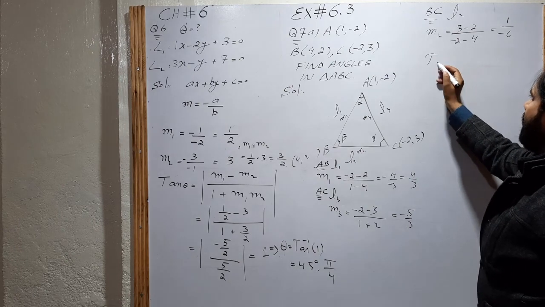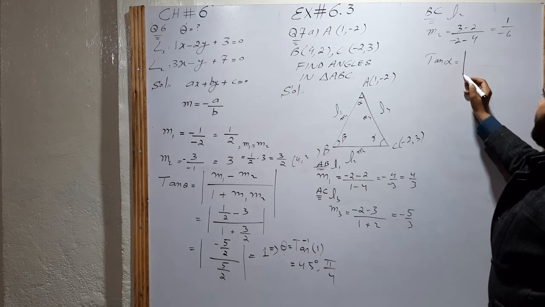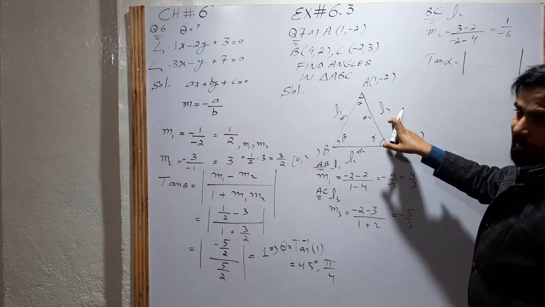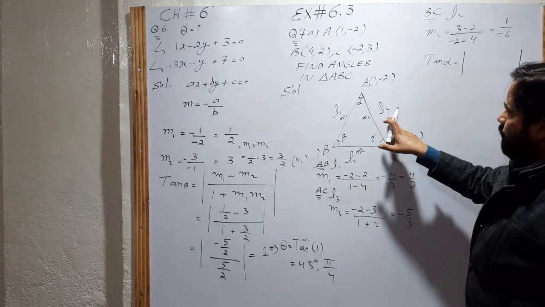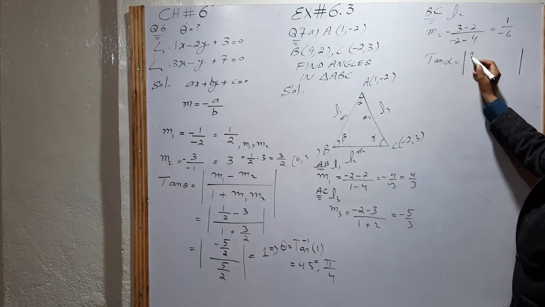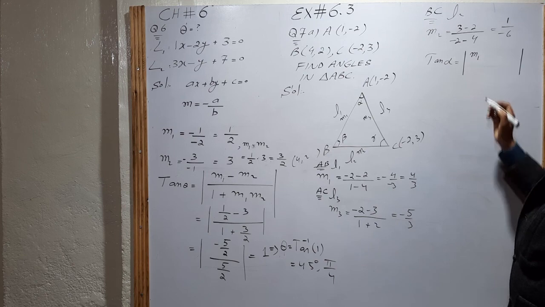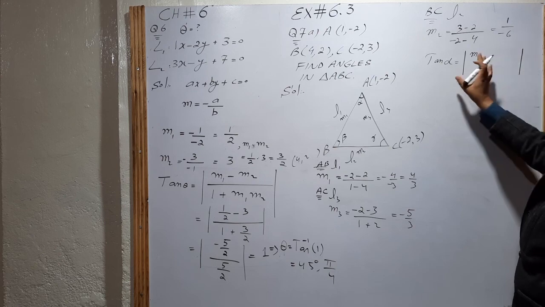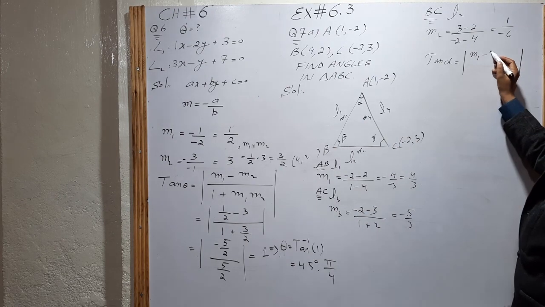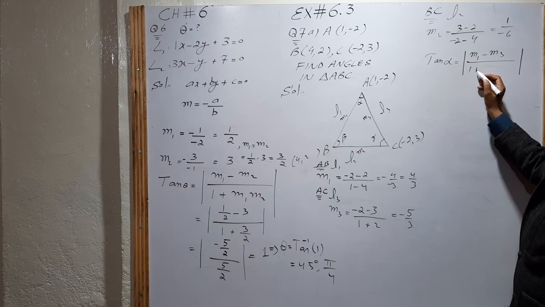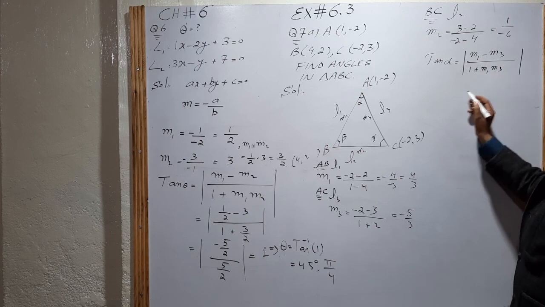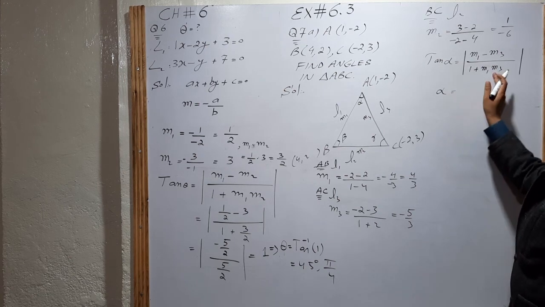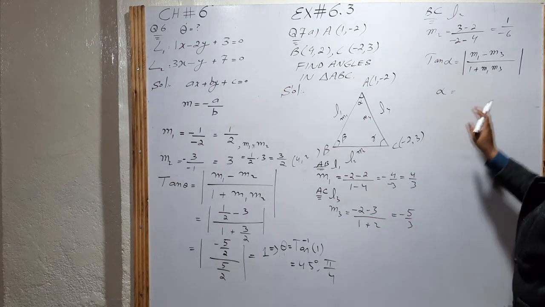For example, for tangent alpha between L1 and L3, it means that we use the slope of these two lines. So the formula in this case is m1 minus m3, because there is an absolute value, divided by 1 plus m1 times m3. After putting in the values we can easily find alpha, because m1 is there and m3 is there.